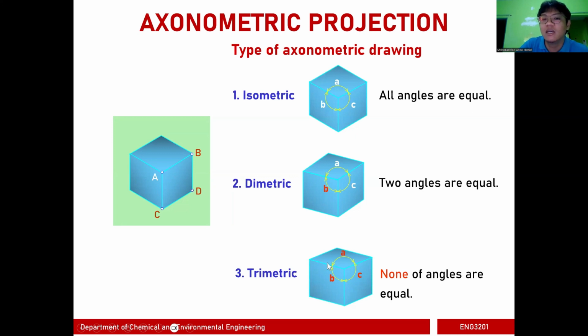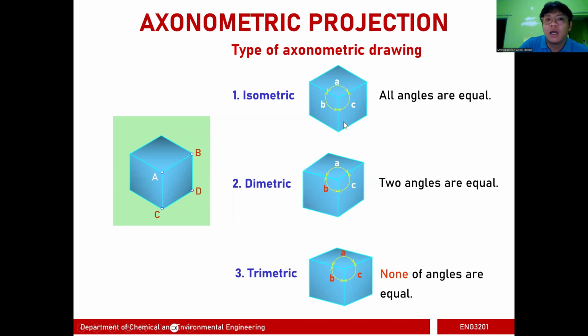As you can see here, all of them are rotated along this axis and all of them are also showing 3 dimensions. But the way it appears on a piece of paper will be different. Now, trimetric, none of the angles are equal. You have to remember, one of the limitations of axonometric drawing is that it does not really reveal the true size of the object, because the object here is foreshortened by certain values.